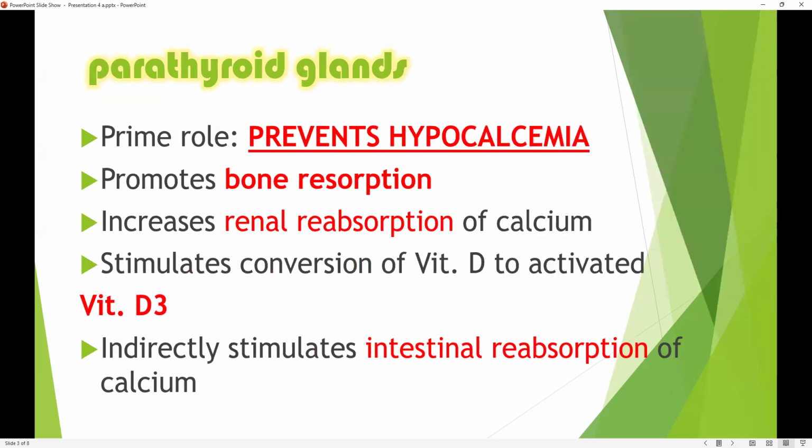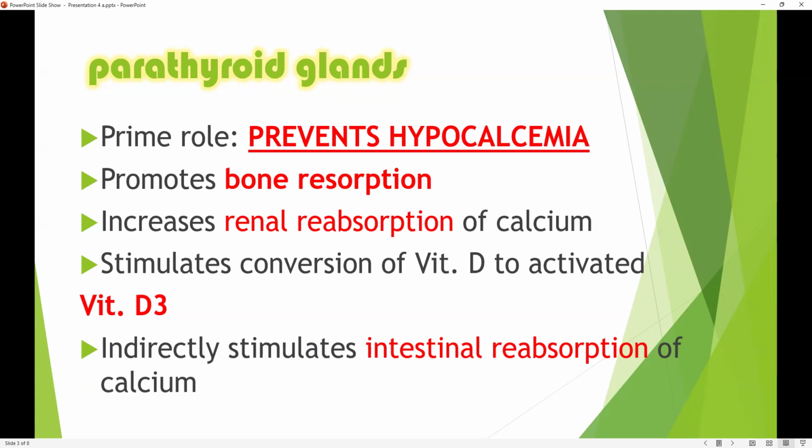So the primary role of our parathyroid gland is to prevent hypocalcemia. Okay, so it promotes bone resorption and it increases renal reabsorption of calcium. So ano ba ang bone resorption? So take note that the bones are the major storage of our calcium. So when there is hypocalcemia, that refers to our calcium level in the blood. So when there are low levels of calcium in the blood, there is bone resorption, meaning there is breakdown of your bone cells so that there will be release of calcium from the bone into the bloodstream.